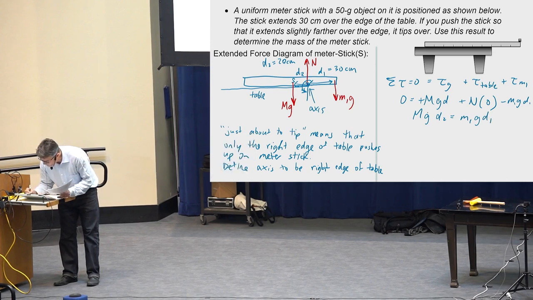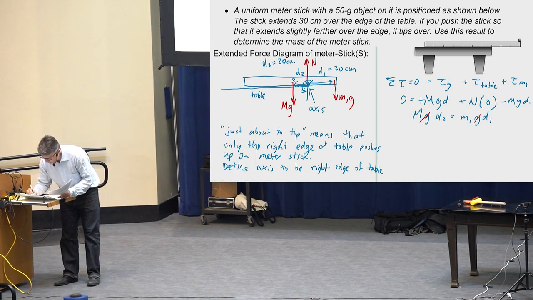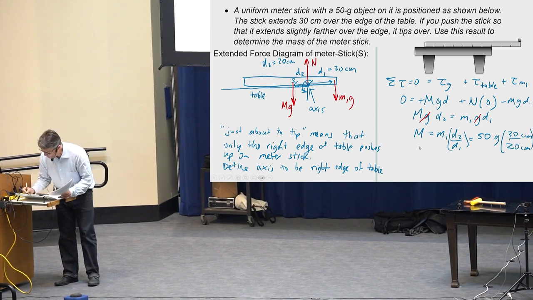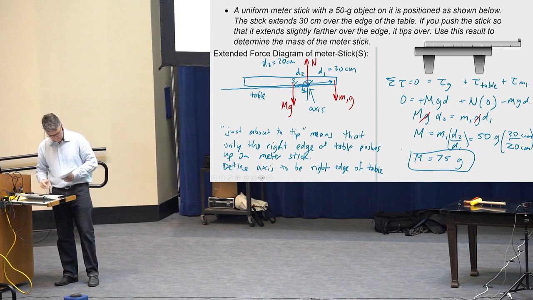The G's cancel. You can divide both sides by G, and you get that capital M is equal to M1 times D2 divided by D1. So it's the 50 grams times the 30 centimeters divided by the 20 centimeters. I'm going to be lazy and not even convert to SI units because the centimeters will cancel. And I'll get M is equal to 75 grams. It's the mass of the meter stick.